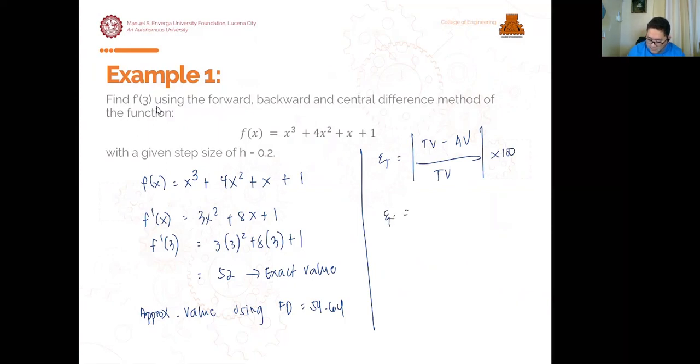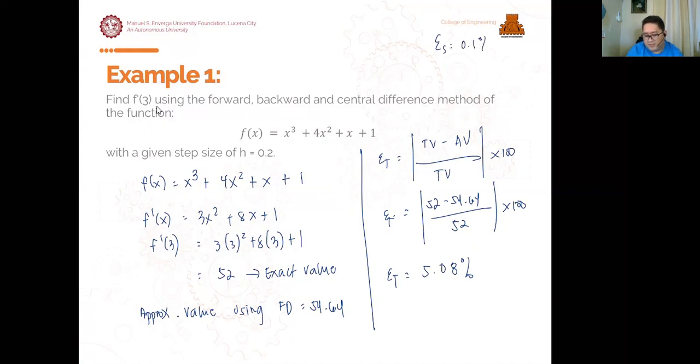So, substitute lang natin. So, we have 52 minus 54.64 over 52 times 100. Yung relative true error natin is 5.08%, which is malaki, no? Kung i-consider natin, kung halimbawa pinakuha sa atin is dapat yung specified error natin halimbawa is at least 0.1% lang.